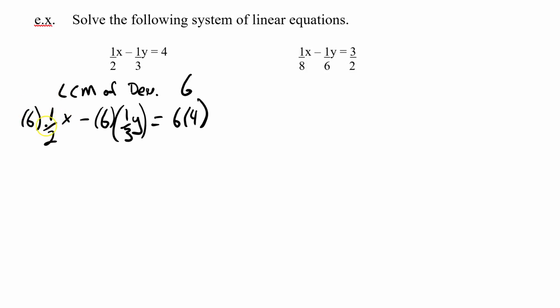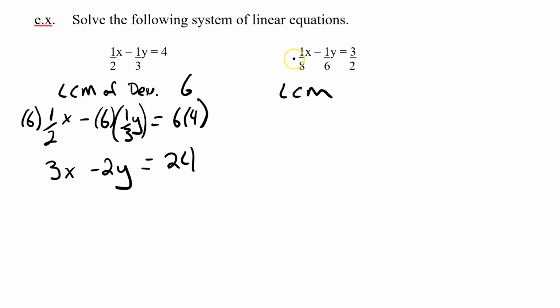So watch what happens here now. If I have 6 times 1/2, well, that's 6 divided by 2, which is 3x. If I have negative 6 times 1/3, that's negative 6 divided by 3, which is negative 2y, equals 6 times 4 is 24. So by multiplying every term by the LCM of the denominators, it eliminates all my fractions and changes all my coefficients to full numbers. Let's do the same thing with my second equation.